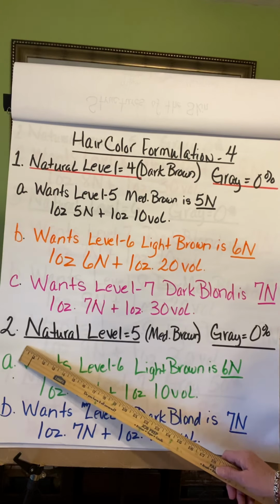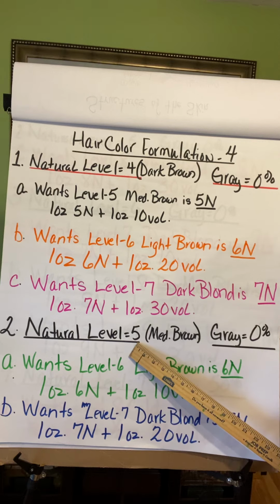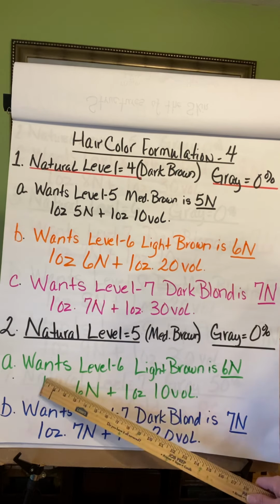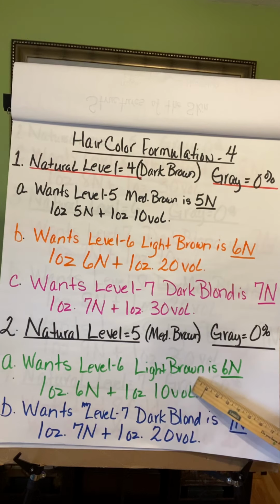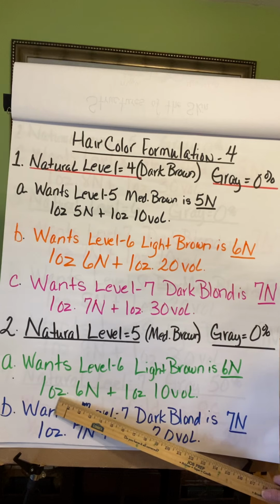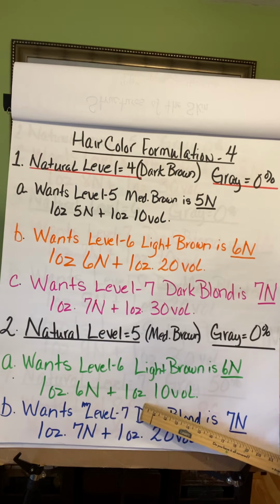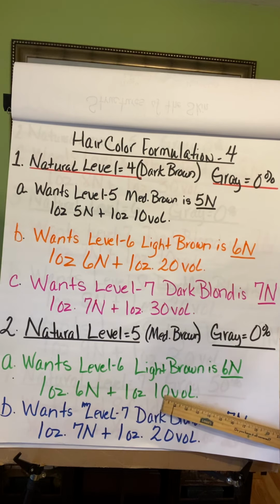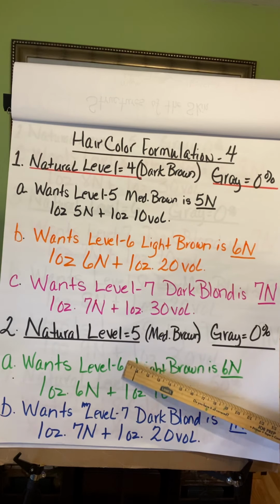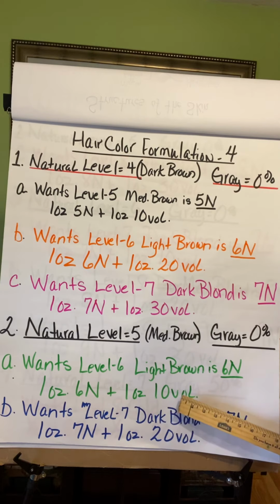Okay, number 2. Her natural level is a 5, which is medium brown. She has no gray. She wants to be a level 6, which is light brown. It's written as 6N. So her formula is going to be 1 ounce of 6N plus 1 ounce of 10 volume developer. 10 volume developer because she's a level 5 and you got to step up to a level 6. Okay? So that is going to be 10 volume developer.